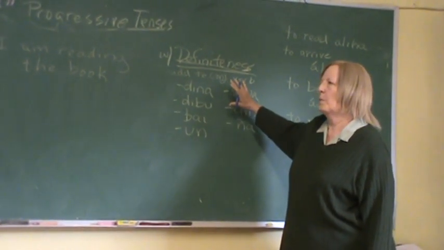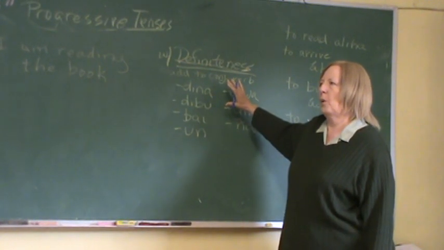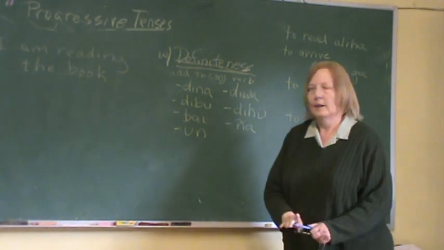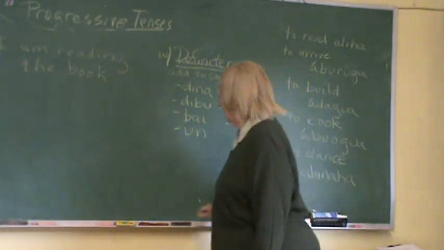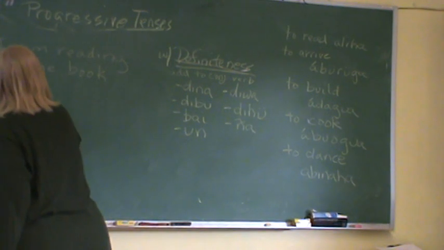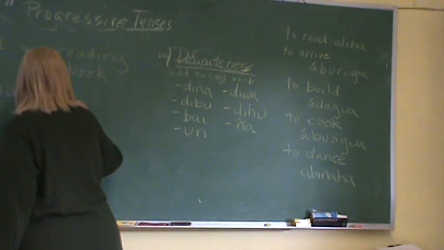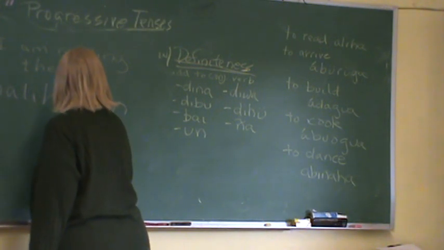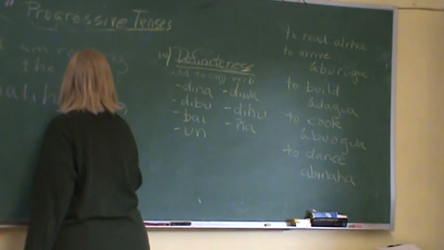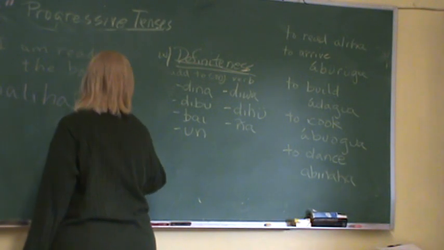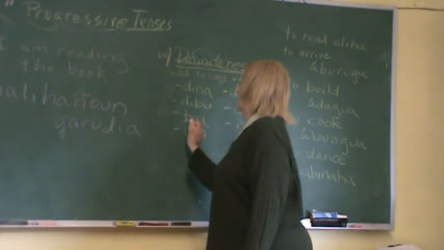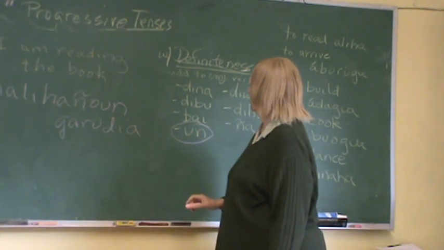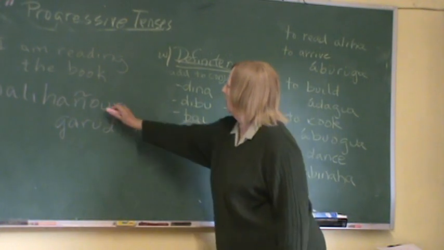Okay, so this is the present continuous though. Okay, that's what we want. But how would you say I am reading the book? Nali hanyo. No specific book, just a book. Nali hanyo garudia. Nali hanyo, I am reading it. And what gender is that one? Nyo is female. Garuda is paper, letter, page. Ubano is page, as a leaf.